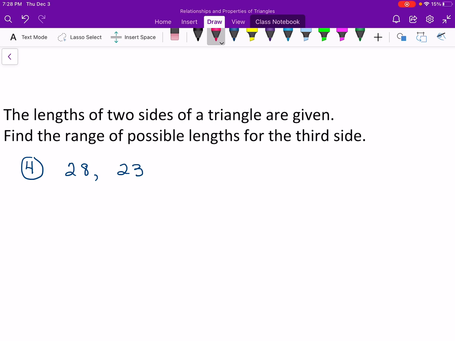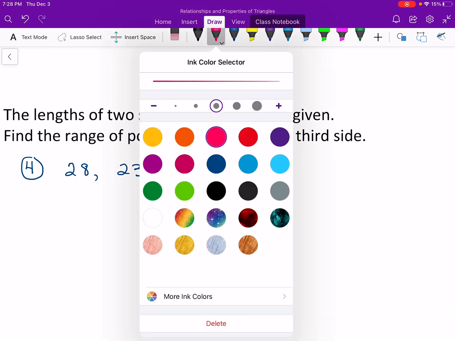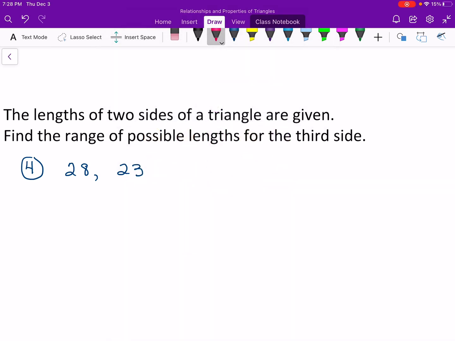Okay. Since we don't have a number for that one, let's just give it a variable name. I'm going to call it S. And we're going to write those three statements just like we did before. We're actually going to go ahead and put the greater than symbol in there. So first one, we know that 28 plus 23 has to be greater than S. There's our first statement. To have a triangle, this has to be true.